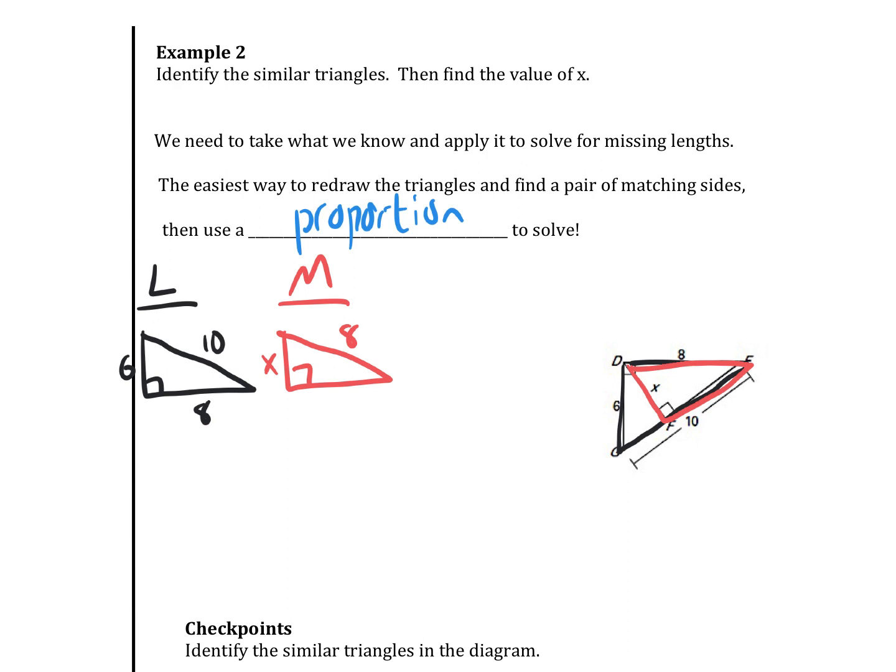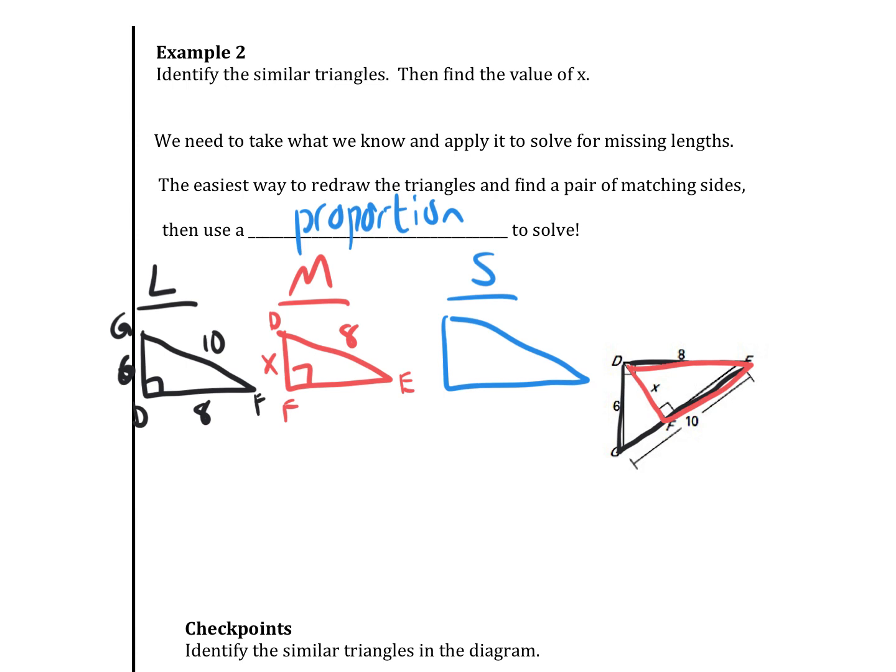And actually we need to label these too. So this would be F, D, and this would be E. Over here would be D, G, and F.